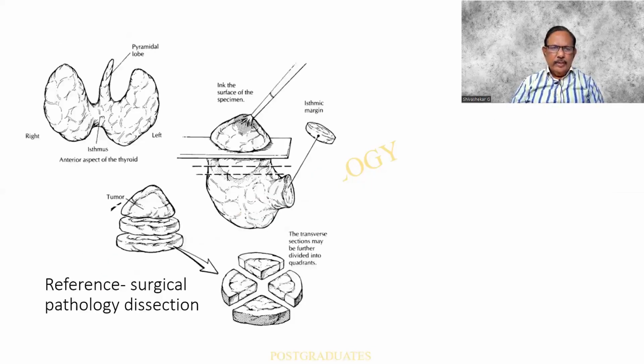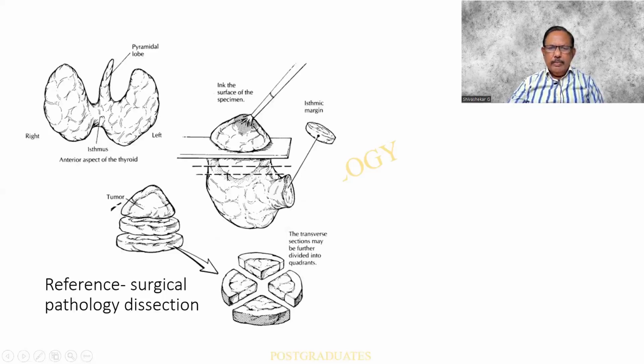Look at this beautiful picture over here. References: surgical pathology dissection. Pyramidal lobe, everything is over here. And then there is a cut surface. And they are able to find the margin over here. That is why it is being inked. And a cut surface over here will be giving us sufficient knowledge of it. Multiple sections are being given because there is a nodularity that they have made out.